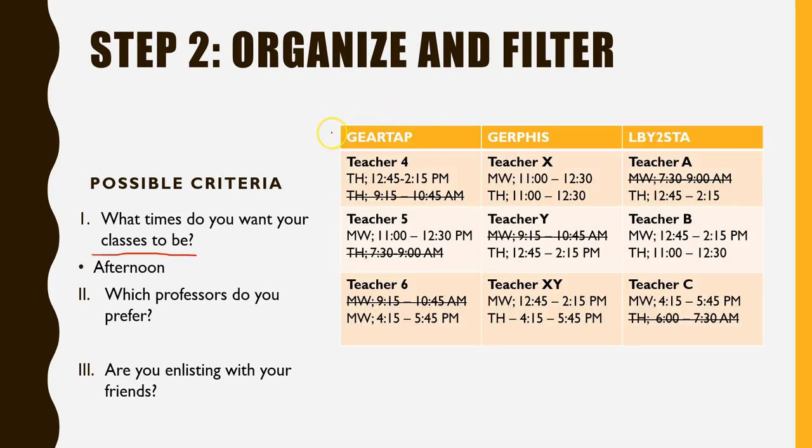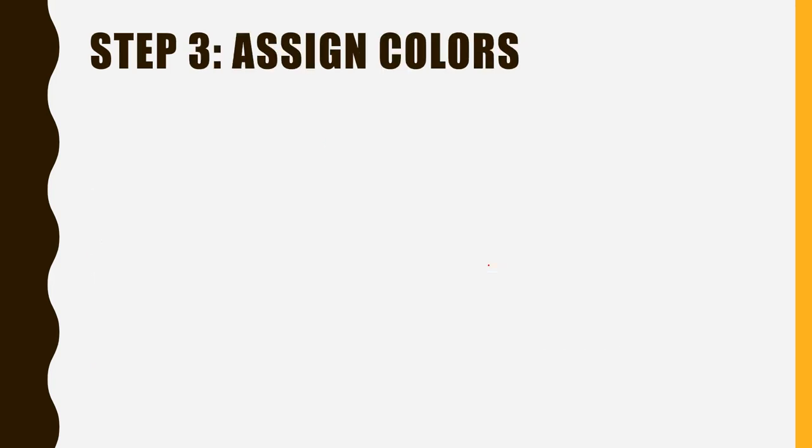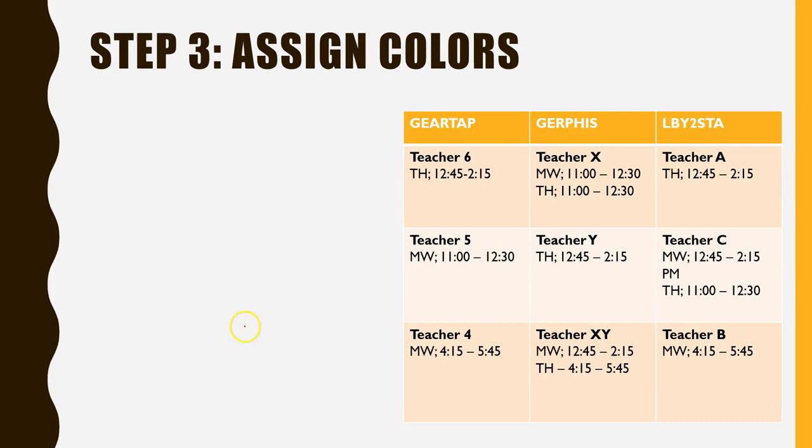Going back to the table from a while ago, we will start to cross out all of the slots that are not in the PM, or every class's morning class. So it's all crossed out. Now moving to the next step, which is assigning colors. Here's the table all cleaned out, all now in the afternoon.